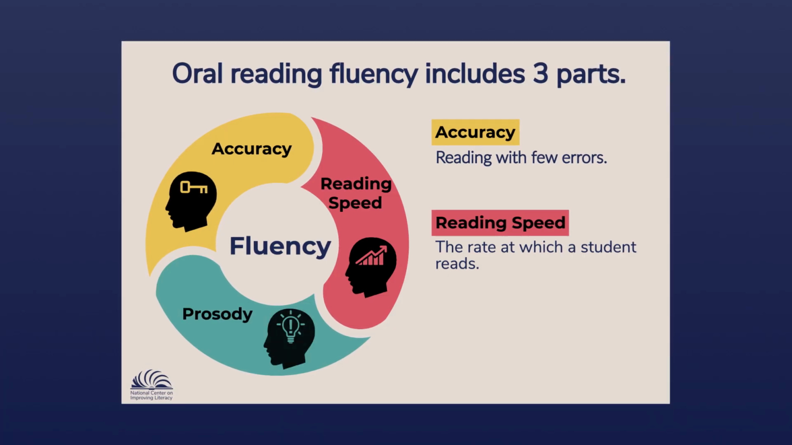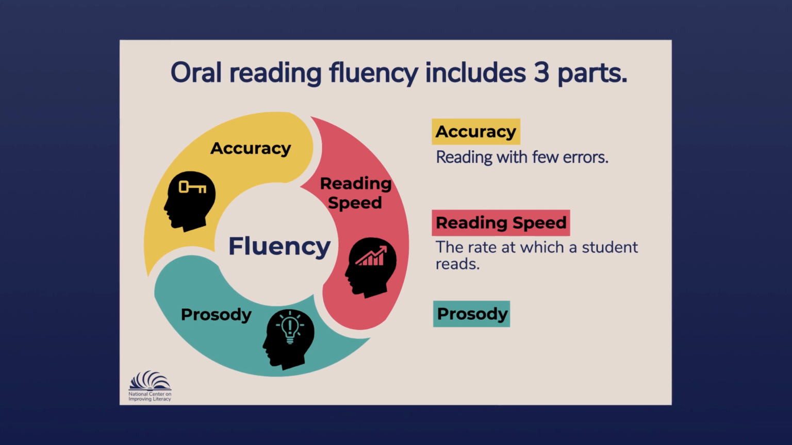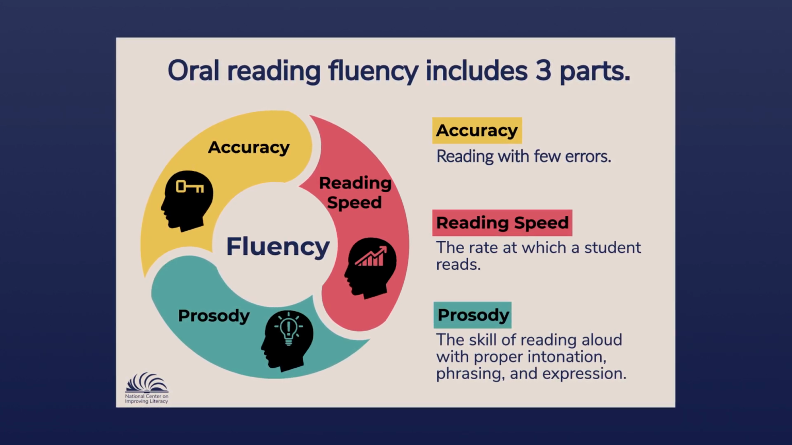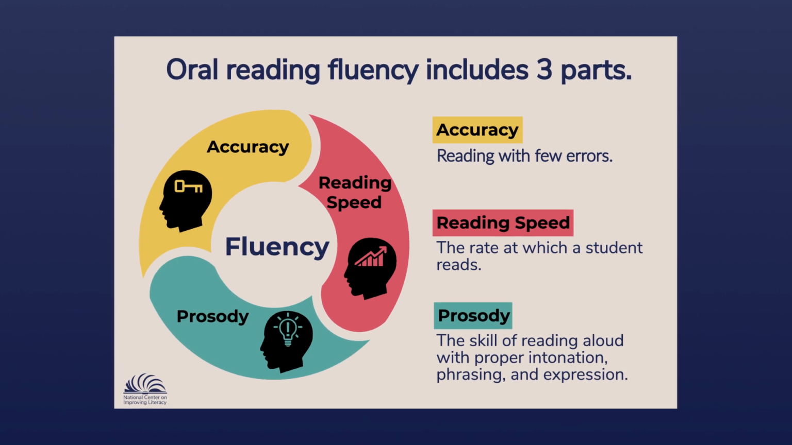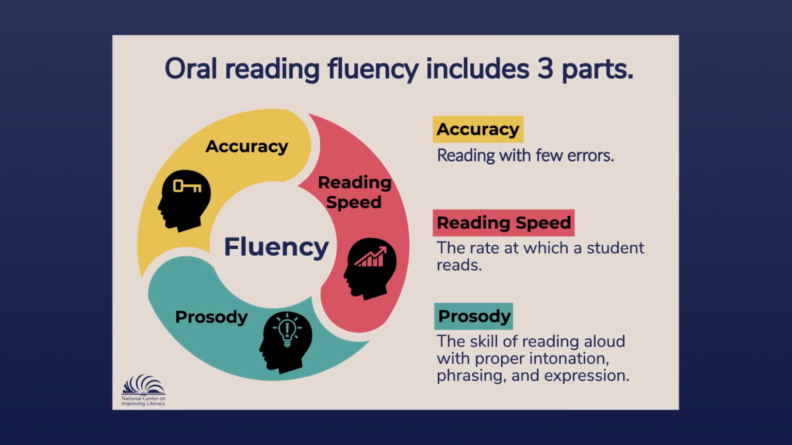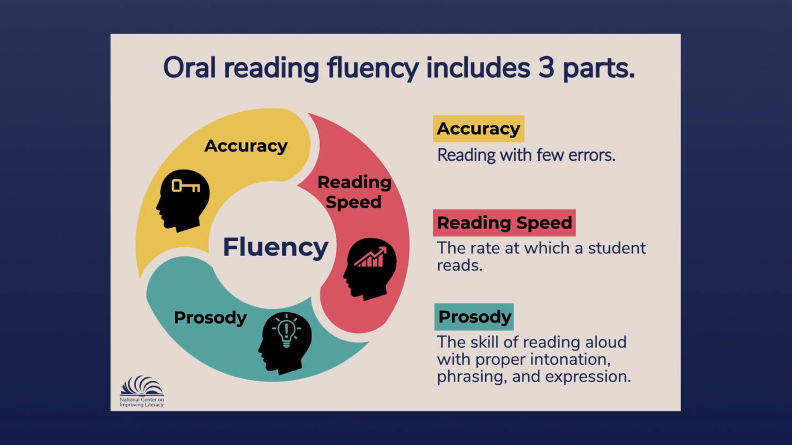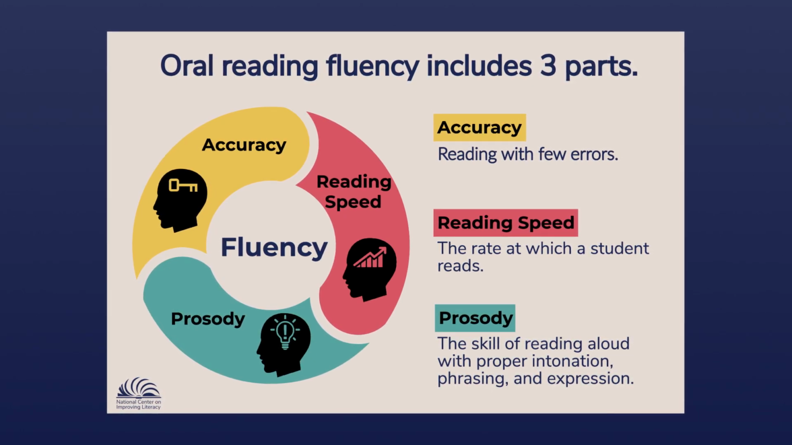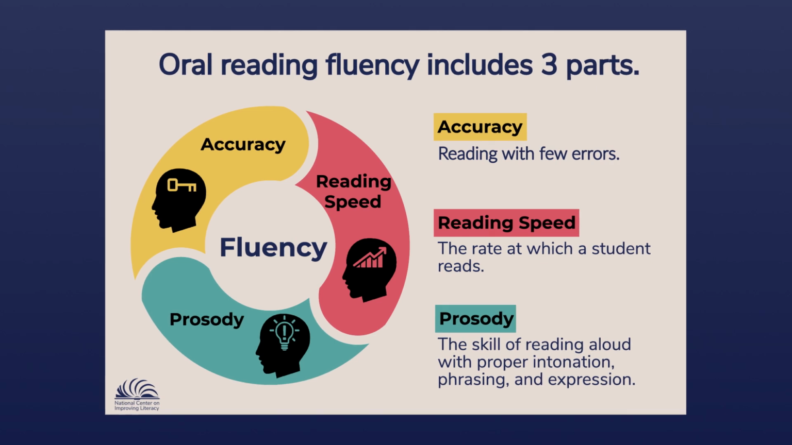The final component of reading fluency is prosody. Prosody is the ability to read smoothly with expression and intonation that conveys the intended meaning of the text. It includes characteristics such as rhythm, pitch, tone, volume, attending to punctuation, and grouping words into phrases.